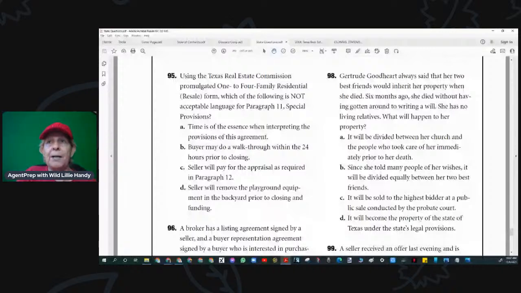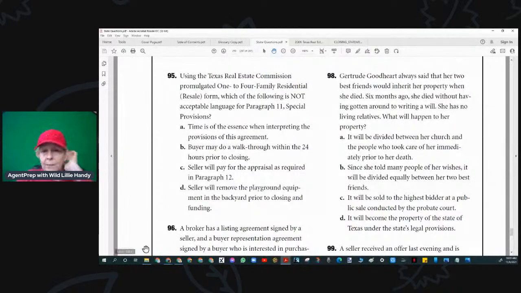All right, number 95. Using the Texas Real Estate Commission promulgated 1 to 4 family residential resale form, which of the following is not acceptable language for paragraph 11, special provisions? A, time is of the essence when interpreting the provisions of this agreement. B, buyer may do a walkthrough within the 24 hours prior to closing. C, seller will pay for the appraisal as required in paragraph 12. Or D, seller will remove the playground equipment in the backyard prior to closing and funding.